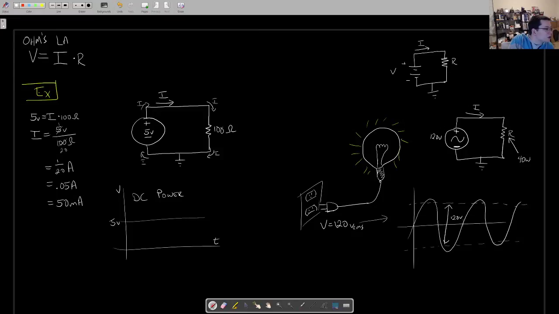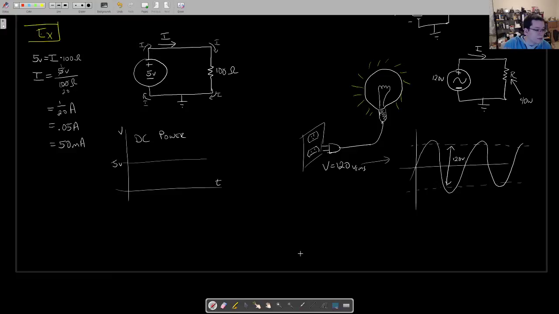Ohm's law. Now we need to look at the power law. Power law. The power law says power is equal to the voltage times the current. Star Wars reference. And that's power in watts. We have watts. We have voltage.